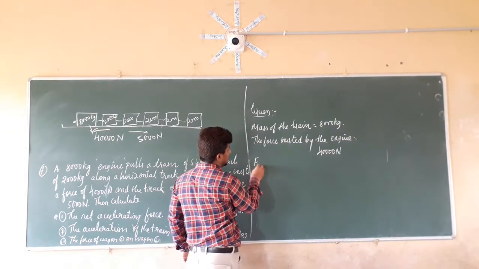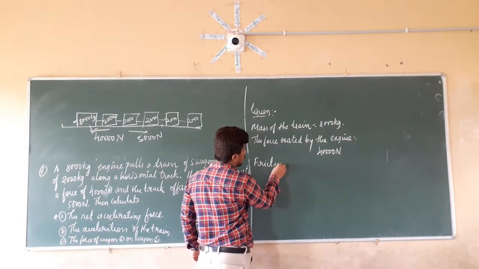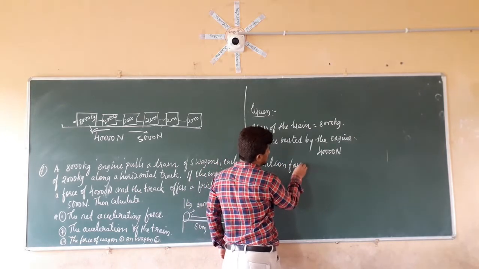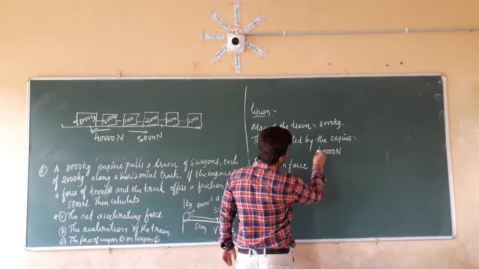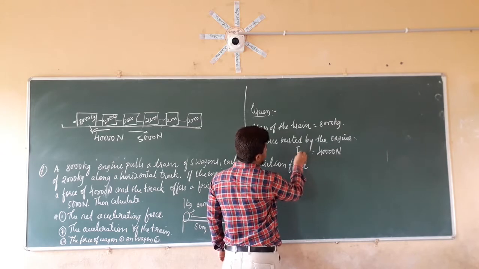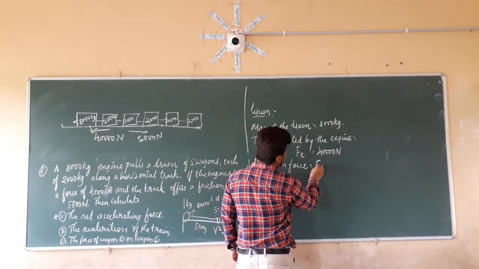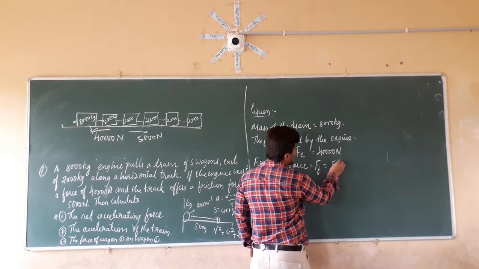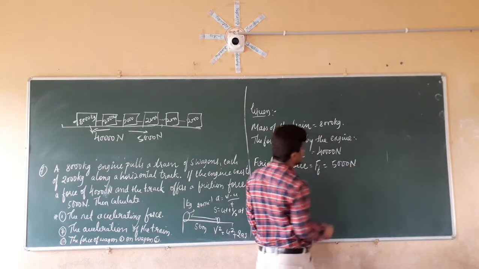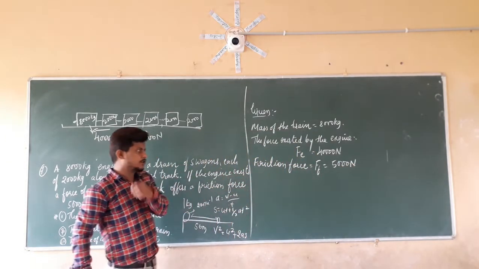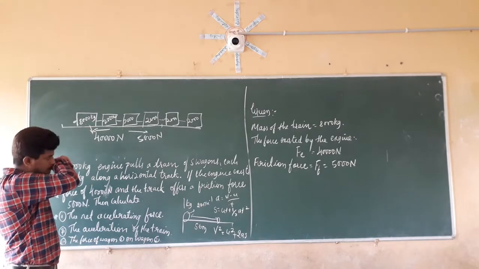The magnitude of the friction force which is offered by the track is equal to how much? Let this be the engine force, Fe, and let this be the friction force, Ff. That is equal to 5,000 newtons.